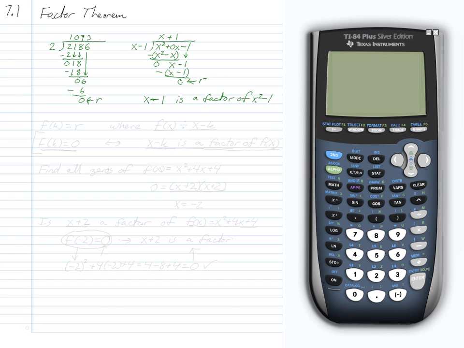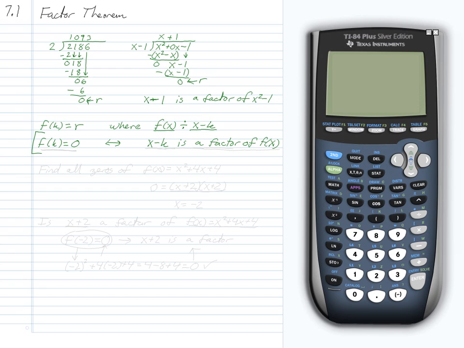So, if we combine this idea with the remainder theorem from the previous video, we get a very powerful result. Recall that f of k is equal to the remainder if we divide f of x by x minus k. So, if f of k equals 0, then the remainder of dividing f by x minus k is 0. So, x minus k must be a factor of the function f of x. That is the factor theorem.